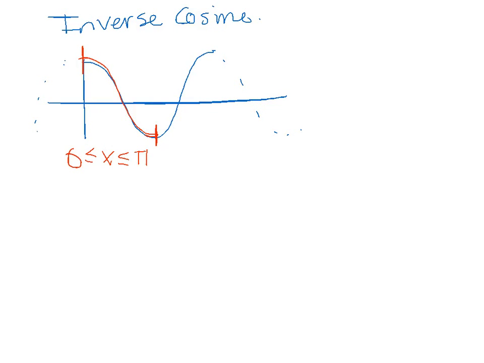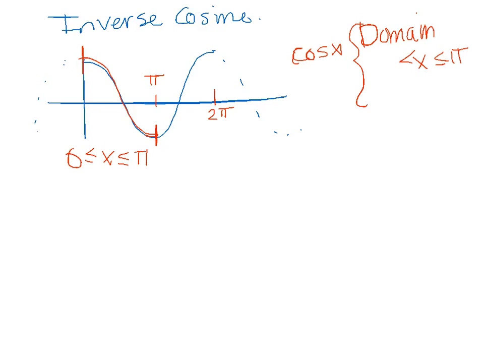to pi. Right, because of course, we start here, the period of a cosine is normally 2 pi, so this middle point here was pi. So if I restrict the domain to 0 to pi, now I can talk about an inverse for the cosine. So let's write that down. For the cosine of x, we're going to restrict domain 0 less than or equal to x less than or equal to pi.